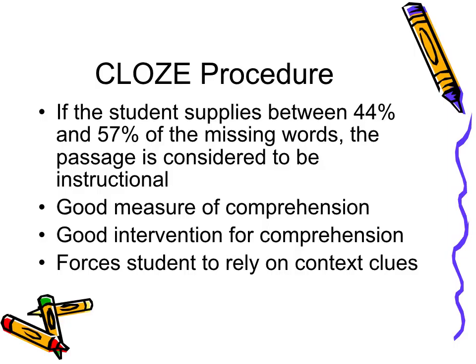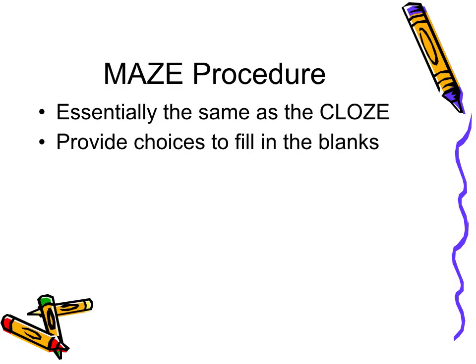Again, they have room to grow. There's ways that we can instruct and have the student learn at this level, but they would not be overly frustrated. It's a good measure of comprehension. It's also a good intervention for comprehension if used that way. It forces the student to really pay attention to context clues and use those to make choices.